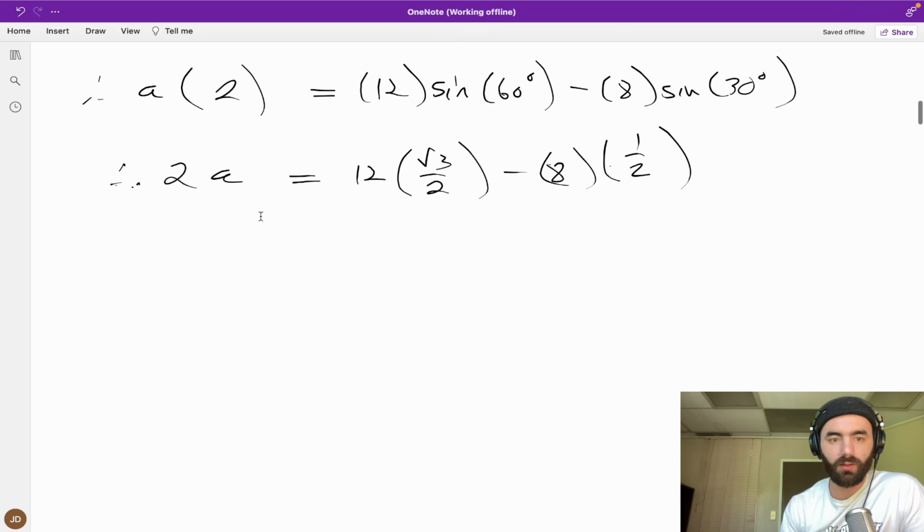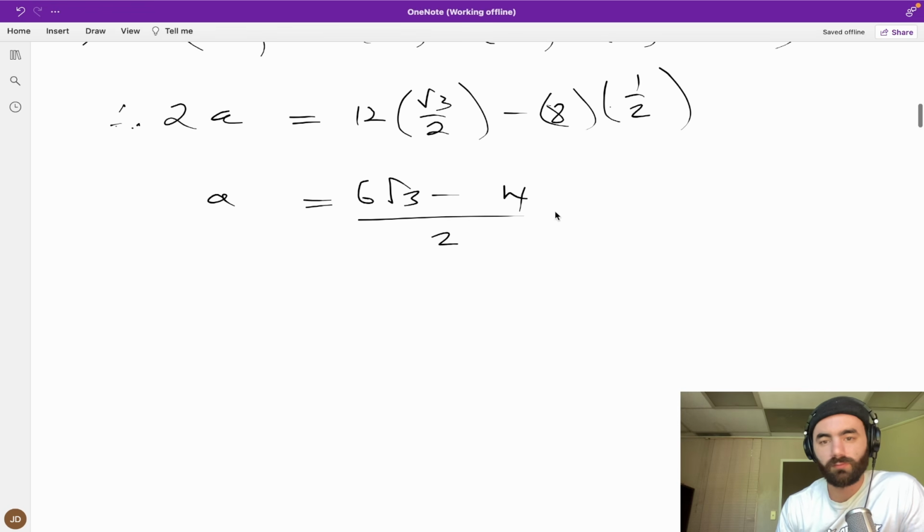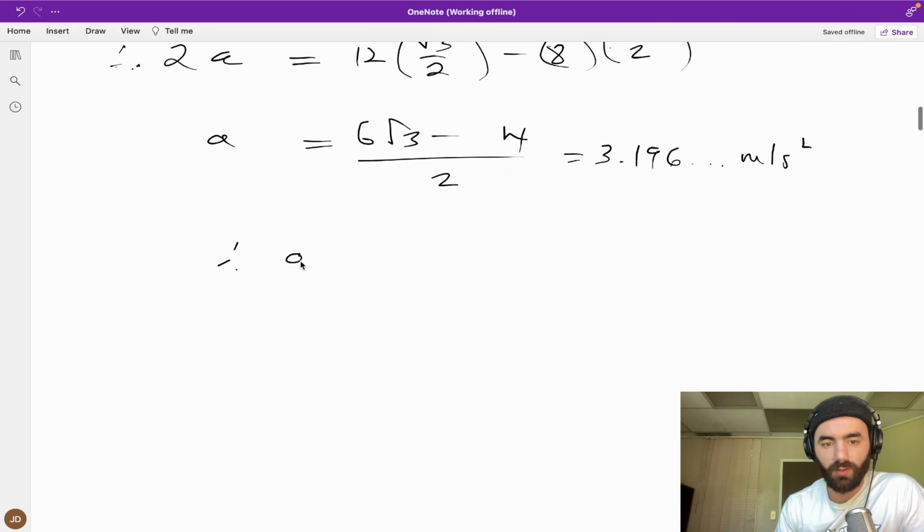Okay, so we get that 2A equals 6 root 3 minus 4. So A equals 6 times root 3 minus 4, over 2. It's 3.196 meters per second squared. If we round that, we get the acceleration of the system and both the particles individually. So the acceleration of particle A is 3.20 meters per second squared.